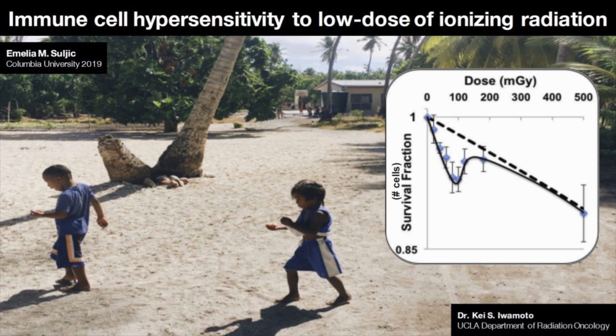The populations are exposed to just chronically very low doses, and the medical impact of this is assumed to be negligible based on the existing model. However, this model is not empirically supported, and my thesis research finds that it's actually not correct. In fact, immune cells are hypersensitive to very low doses of ionizing radiation, and this needs to be taken into account in assessing risk in nuclear medicine and testing.